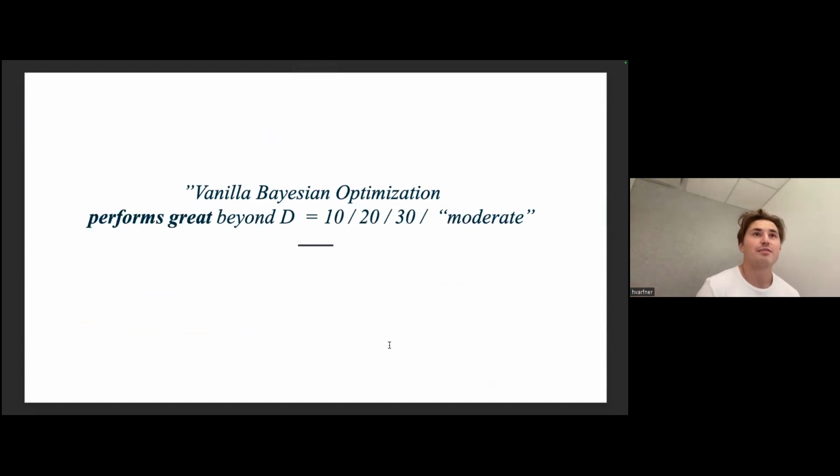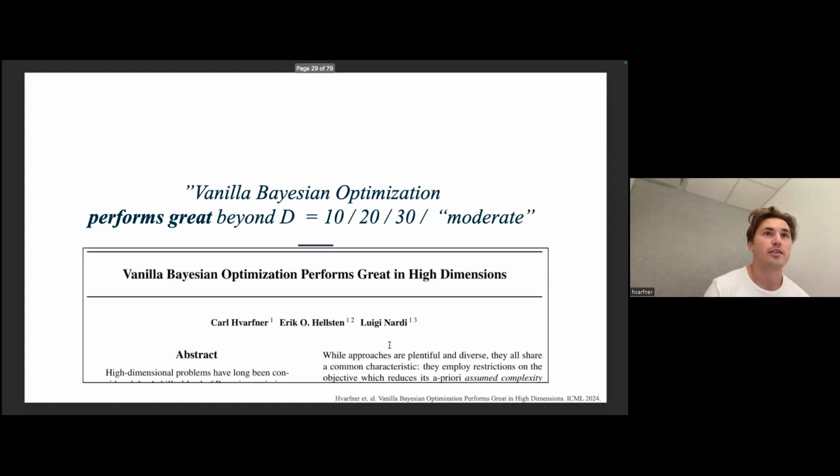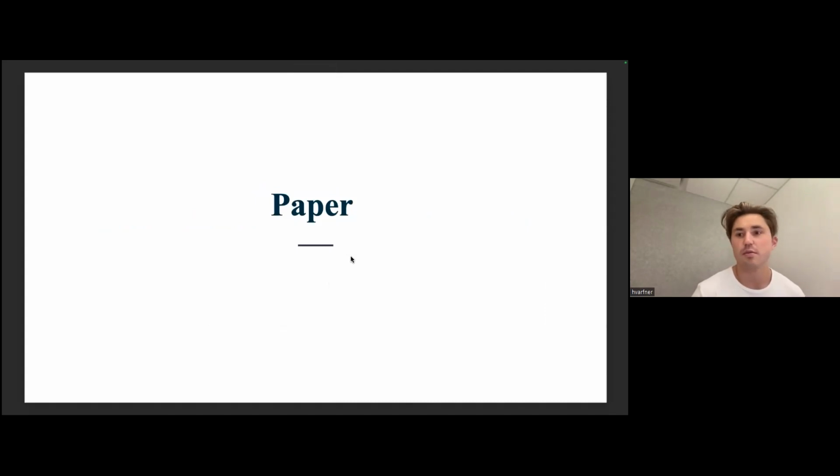However, we make a radically opposite claim and say that vanilla Bayesian optimization actually performs great in this setting. Hence the work that I'm going to present now, which resulted in a publication at ICML, that the vanilla algorithm indeed performs great. It's just a matter of which assumptions you make on the surrogate model. And so that leads us into the paper, the second part of the talk, which is basically to explain why this is.